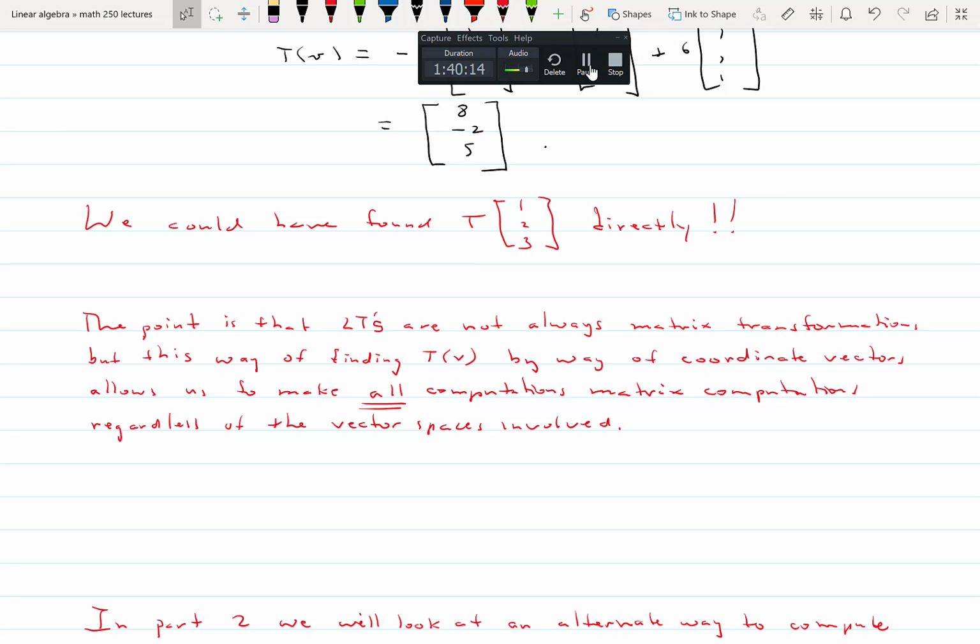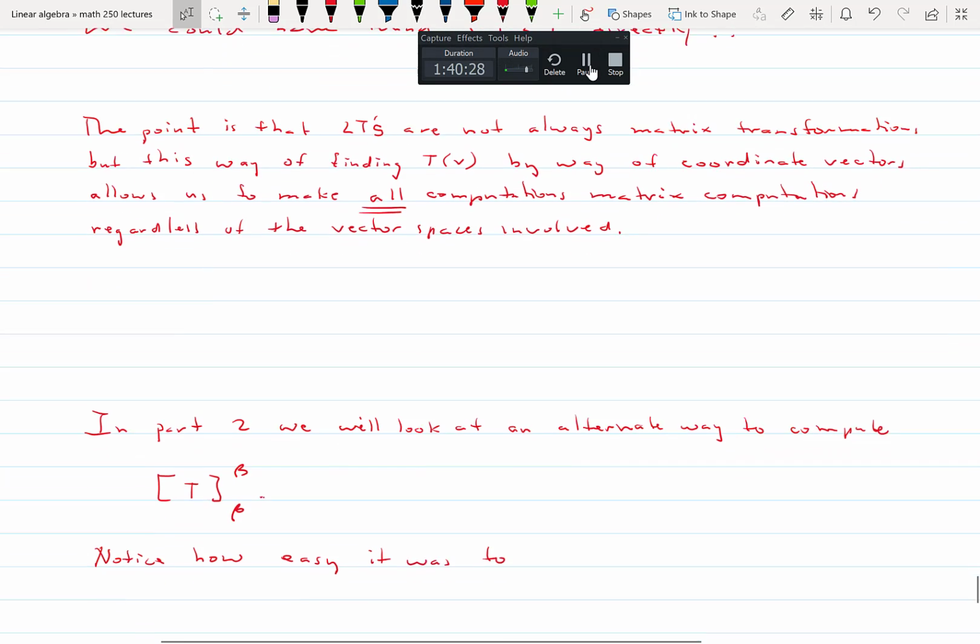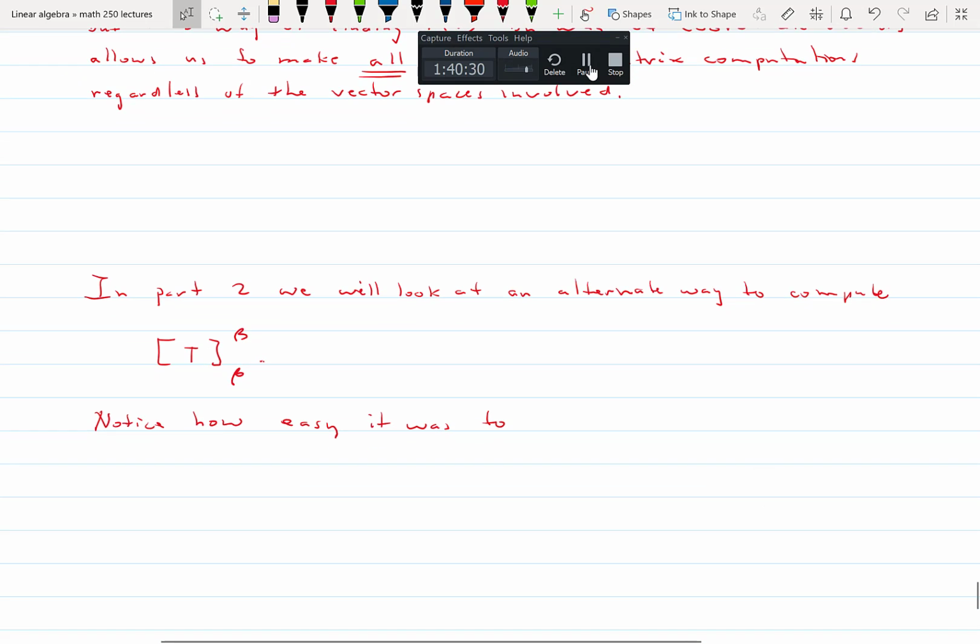The point is that linear transformations are not always matrix transformations, but this way of finding T of V by way of coordinate vectors allows us to make all computations matrix computations, regardless of the vector spaces involved. In part 2, coming up in the next part, we will look at an alternate way to compute this matrix of T with respect to beta.